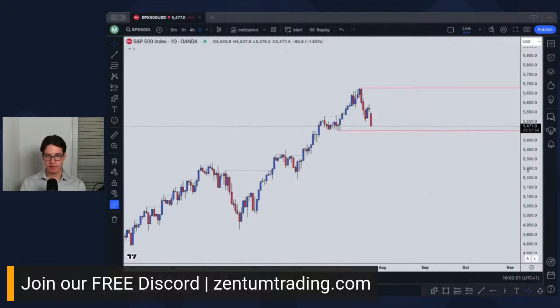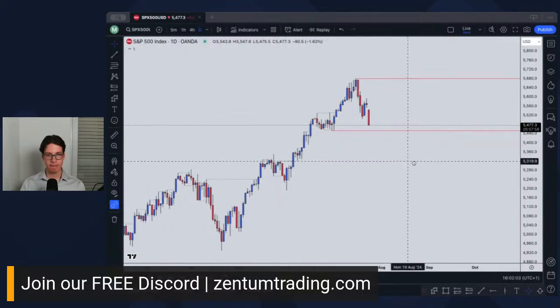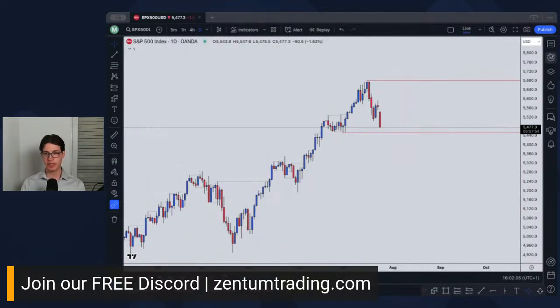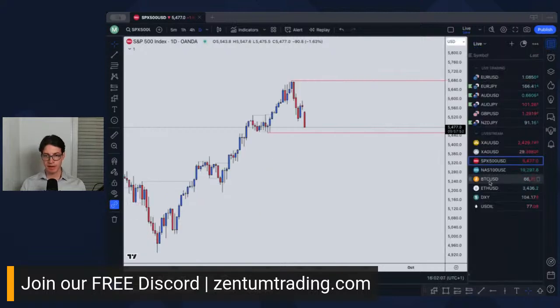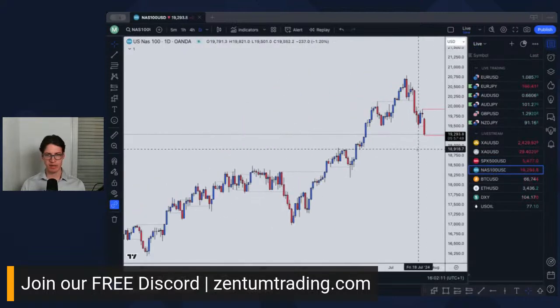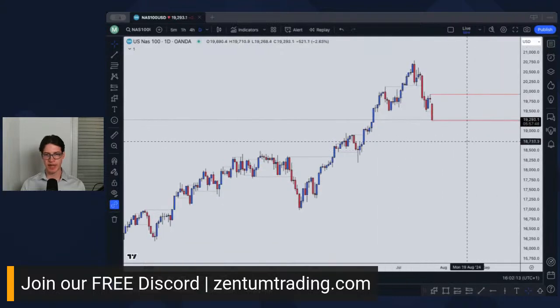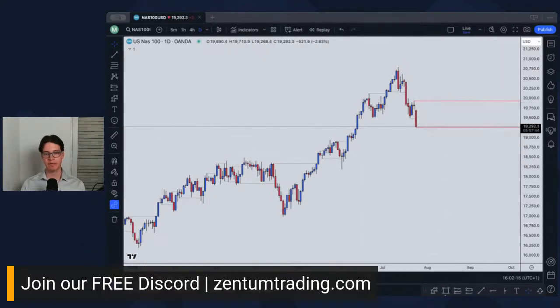And that is it for the S&P. Expecting more downside for the S&P. Bitcoin, we're not really going to cover Nasdaq because it's looking even more bearish, to be honest. Nasdaq, very bearish. This would be a perfect, absolutely perfect break and retest sell setup for me personally.